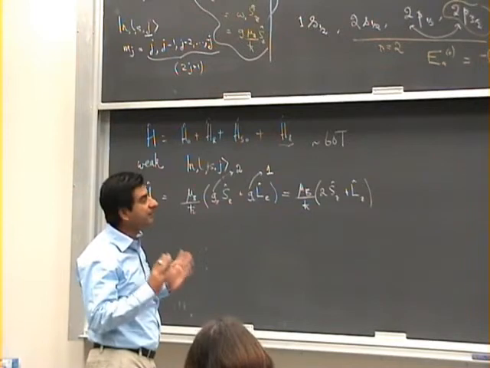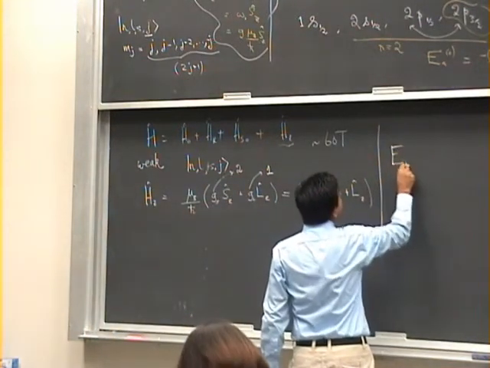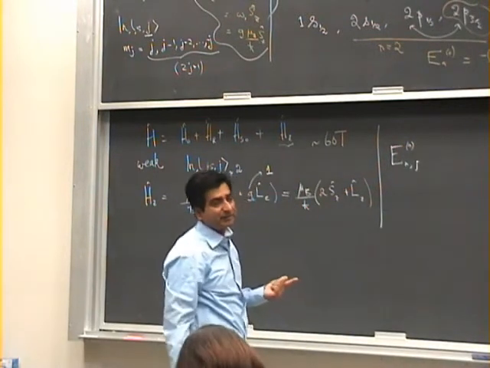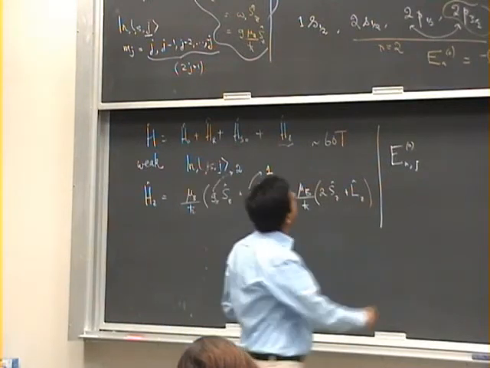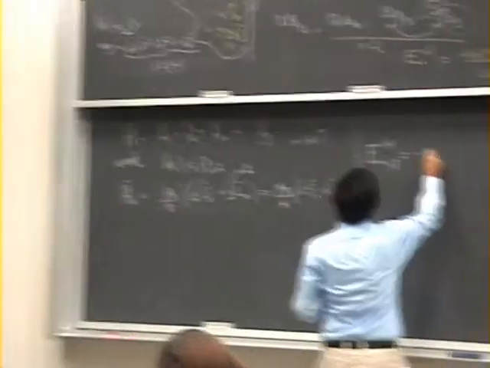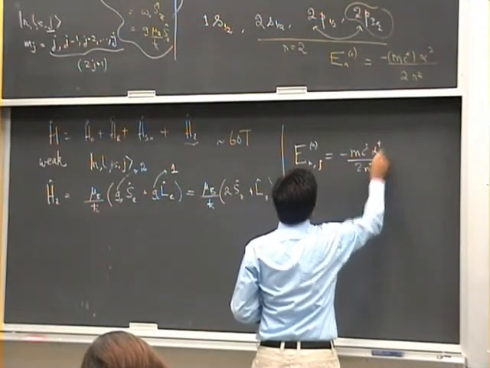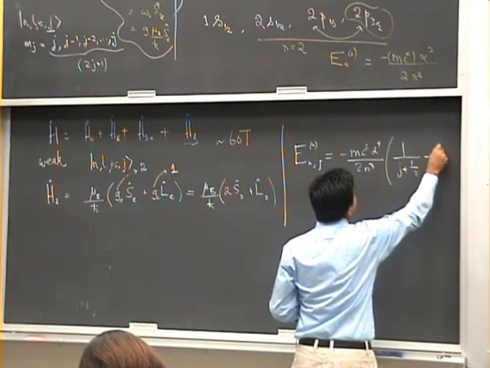Okay, so now these become the unperturbed energies. So I can write the unperturbed energies E_{n,j}. Now these are to 0th order, meaning the unperturbed energies, because now I'm treating the Zeeman Hamiltonian as a perturbation. So these are minus mc² α⁴ divided by 2n³, times 1 over (j plus half) minus 3 over 4n.